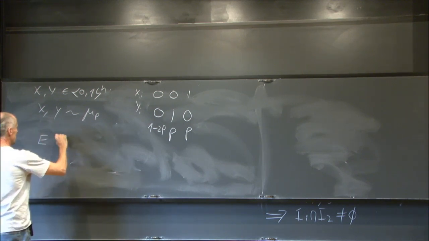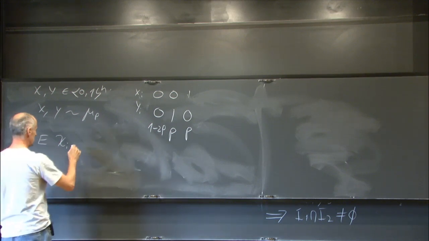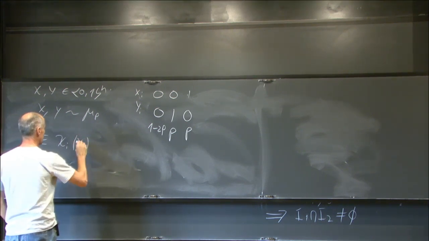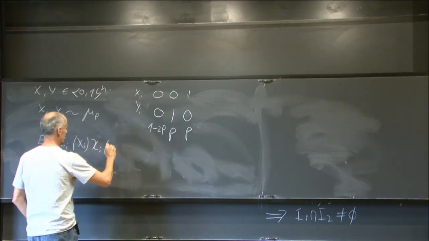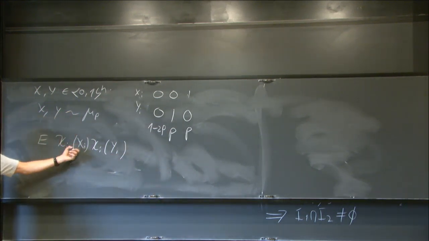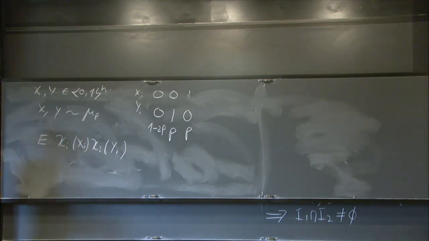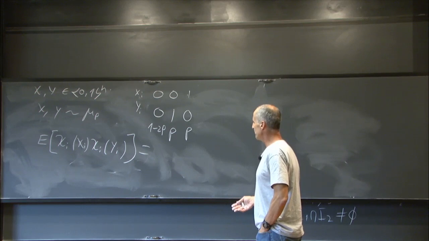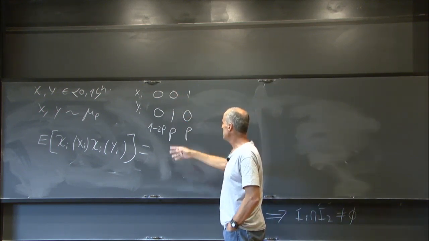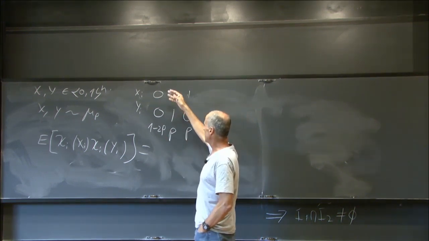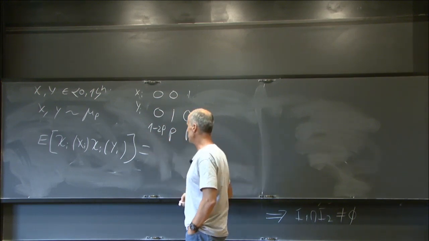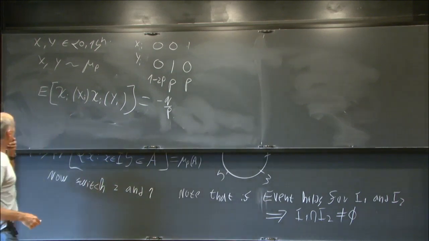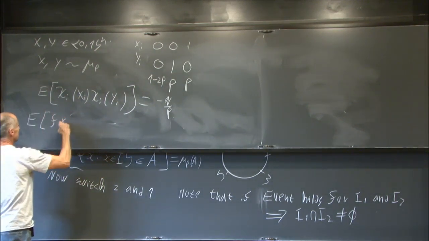And now I can look at the expectation of chi_i(x_i) times chi_i(y_i). So chi_i is a function of x, but essentially it only depends on the ith coordinate. Let's see, if they're both... if they're different, then I get a minus 1. So I get a minus 1 with probability 2p, and I get q over p with probability 1 minus 2p, and you calculate the expectation, and you get minus q over p. OK. And what can you tell me about the expectation of f of x times f of y?